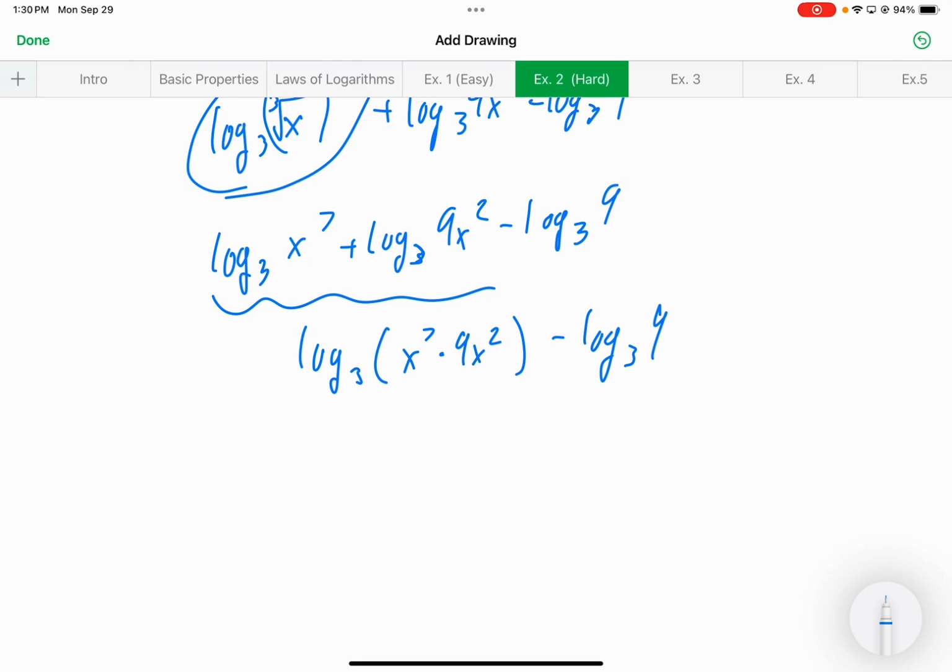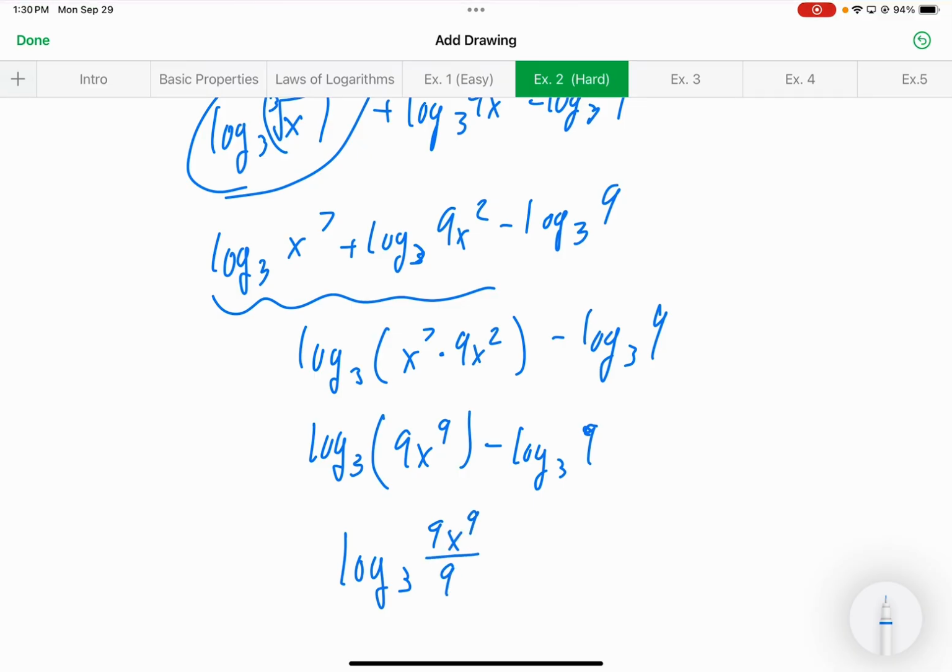All right, but I can combine those things, yeah? Log base 3 of 9x to the 9th minus log base 3 of 9. And then after that, I can just condense them using division, right? So what's that going to look like? Log base 3 of what? Yeah, it'd be 9x to the 9th over 9, but you guys already canceled those 9s out, right? So it'd just be log base 3 of x to the 9th power.